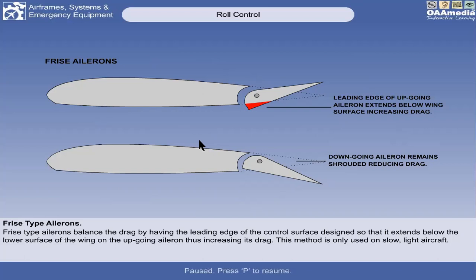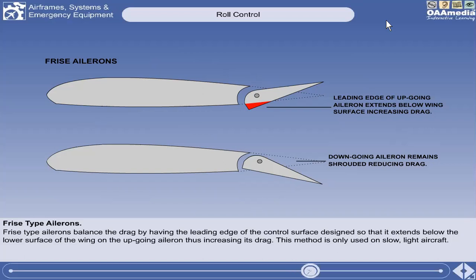Freeze-type ailerons balance the drag by having the leading edge of the control surface designed so that it extends below the lower surface of the wing on the upgoing aileron, thus increasing its drag. Okay? So you are trying to balance the total drag between the left wing into the right wing, depending kung ano yung naka-downgoing aileron, depending dun sa upgoing aileron. Basta kung ano yung downgoing aileron, doon yung may mas mataas sa value ng aerodynamic forces. Aerodynamic forces is lift and drag. Okay? So, pag tumaas yung lift, tataas din yung drag. Pag mababa yung lift, mababa rin yung drag. So, one way to compensate for that is by means of this one. The downgoing aileron leading edge remains shrouded and produces less drag.